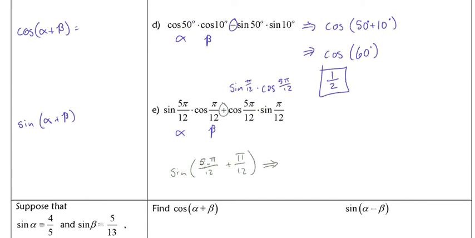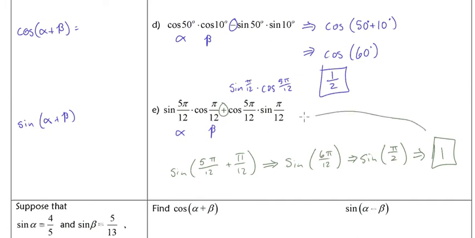What is 5 pi over 12 plus pi over 12? Well, that's sine of 6 pi over 12, which reduces down to, sorry, not 1/2, but 1 pi over 2, so half of pi. And what is sine of pi over 2? It's 1. So there's our answer. It's just a very long and ugly and confusing way to write 1.